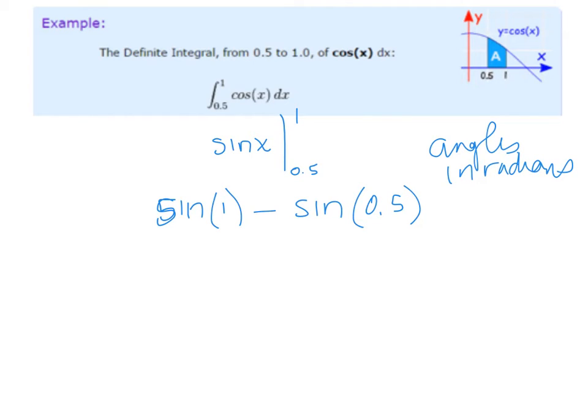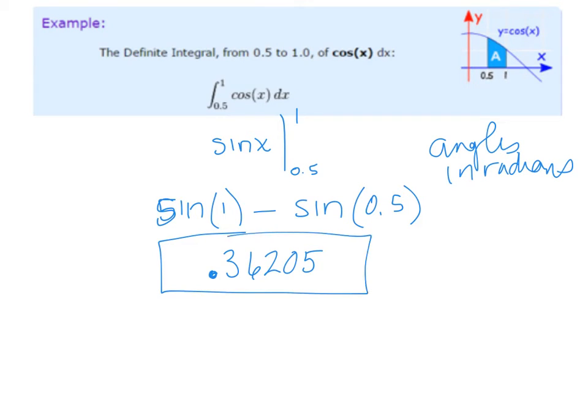So you're going to need a calculator that is set to radians. As I reach for my calculator, I make sure it's in radians, and then I put in the sine of 1, close the parentheses, minus the sine of 0.5, and hit enter, I end up with 0.36205. And that is the area under that curve from 0.5 to 1.